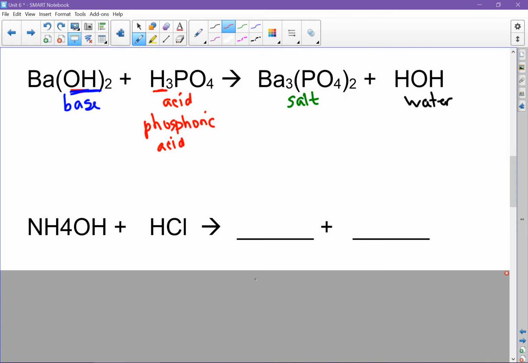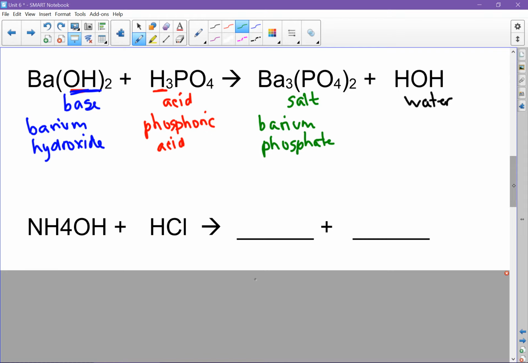We did not use hydro because it's with a polyatomic ion instead of a single element. The base we can call just normally, that is barium, which does not need a Roman numeral. And then for the OH piece we say hydroxide. For the pieces that were made, we know we have water. Our salt is called barium. Again, it's ionic. We're not going to put prefixes. And the name of the PO4 is phosphate. Remember, when you have a polyatomic ion and you're naming it, you don't want to change its ending.